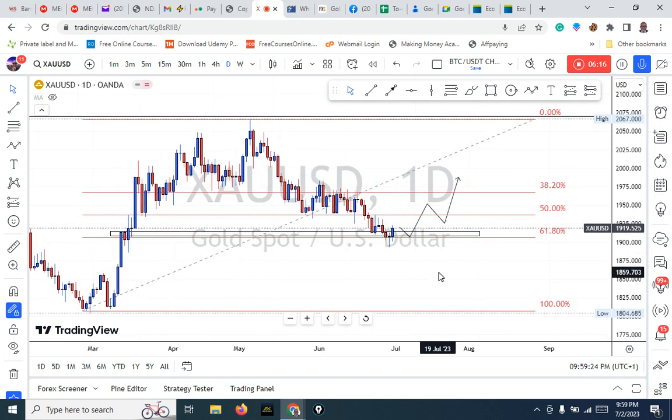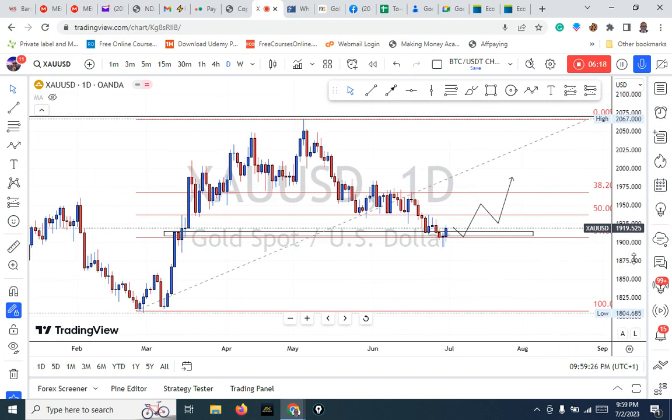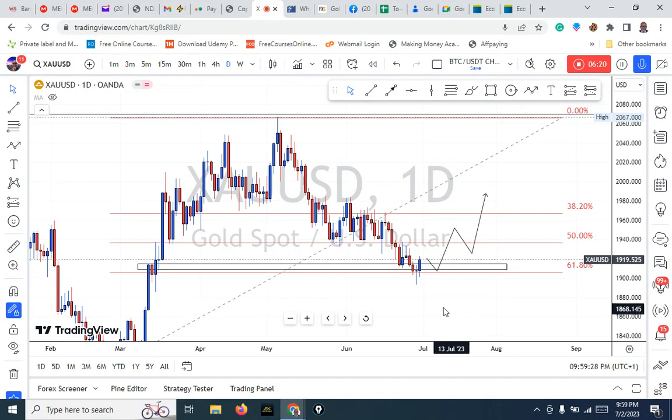Now, guys, let's look at candlestick patterns. If you agree with me that this is a support zone, you'll see that this three candlestick pattern is called the morning star. So this is a morning star candlestick pattern.